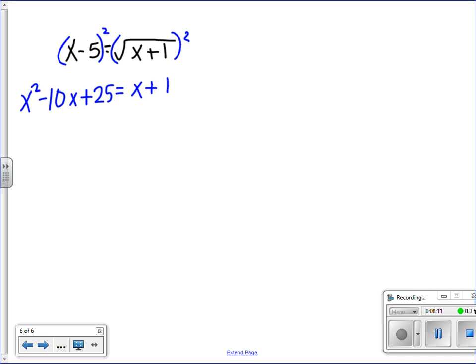I'm going to subtract x and 1. X squared minus 11x plus 24 equals 0. Two numbers that will multiply to give me 24 and add to be a negative 11 are negative 8 and negative 3. 8 times 3 is 24. 8 plus 3 is 11. I need them to be negative though.